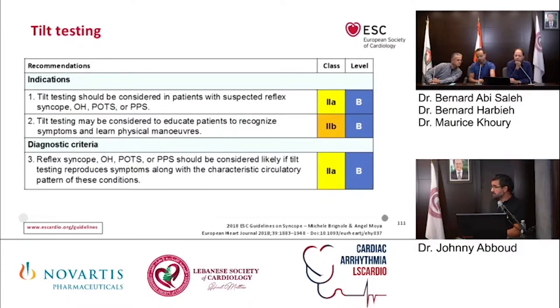Also, we can be helped by the tilt table testing. The indication for tilt testing: it should be considered in patients with suspected reflex syncope, orthostatic hypotension, postural orthostatic tachycardia syndrome, or psychogenic syncope. Also to educate patients to recognize symptoms and learn physical maneuvers. The diagnostic criteria: it should be likely a reflex syncope if tilt testing reproduces symptoms along with the characteristic circulatory pattern of these conditions. We know that we can have multiple reactions to tilt-table testing. It can be mainly cardioinhibitory with significant pause, or mainly vasodepressor without significant pause, but with significant hypotension and syncope. Or it can be mixed. Most of the time, it's mixed, with bradycardia with or without significant pauses or asystole at the same time as hypotension.